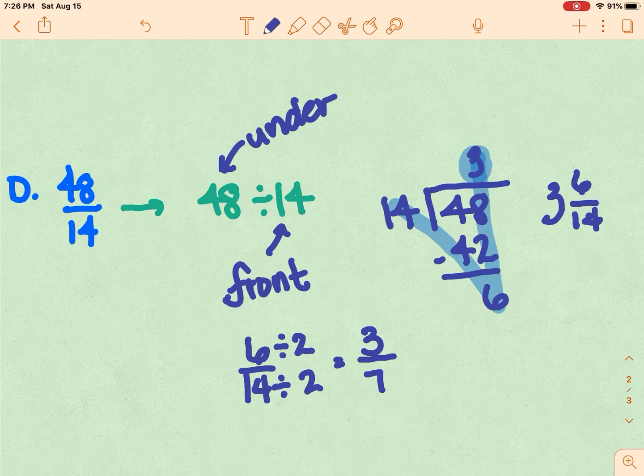So if I look at these two numbers now, 3's prime, and so is 7. So the only thing that's going to go into 3 is 3 times 1. The only thing that's going to go into 7 is 7 times 1. So you know that you're going to be at the point now where it can't reduce anymore. So this is going to go in for 6 over 14. So that means it's going to be 3 and 3 over 7.